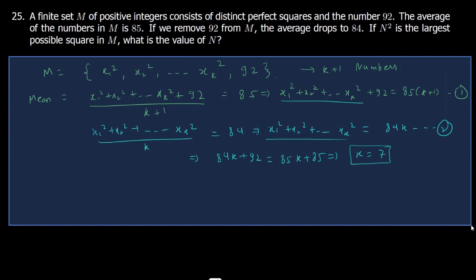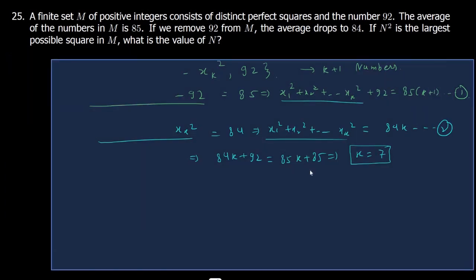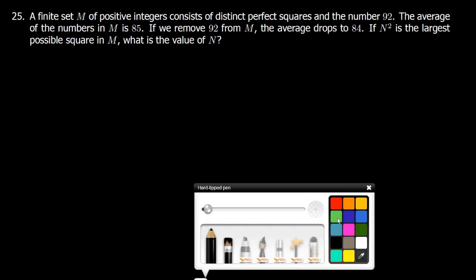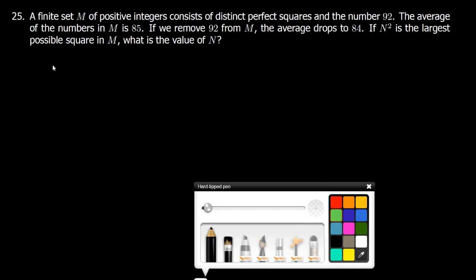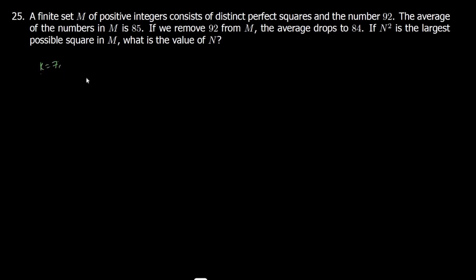So now that we know that we have 7 numbers, n square is the largest possible square in M. So suppose we have k equals 7, and we want n square to be the largest number, so my x7 square. Let us say that without loss of generality, my x1 is less than x2, and because they are distinct perfect squares, I'm taking strictly less than. x2 is less than x3, less than x4, and so on till x6 is less than x7, and this is equal to n square. So x7 is the largest perfect square, which is n square.